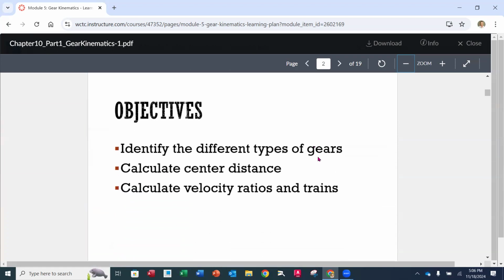Just as we always have been in this particular class, you're probably going to notice that we don't look at each and every section out of the chapter. The PowerPoint presentation will guide us through the places that are going to be important to us and that apply to the things that you're assigned to do. So our objectives for this chapter are, number 1, identify different types of gears. By the time we're done, we'll be able to calculate center distances and physical properties of gears, and then also calculate velocity ratios and trains.